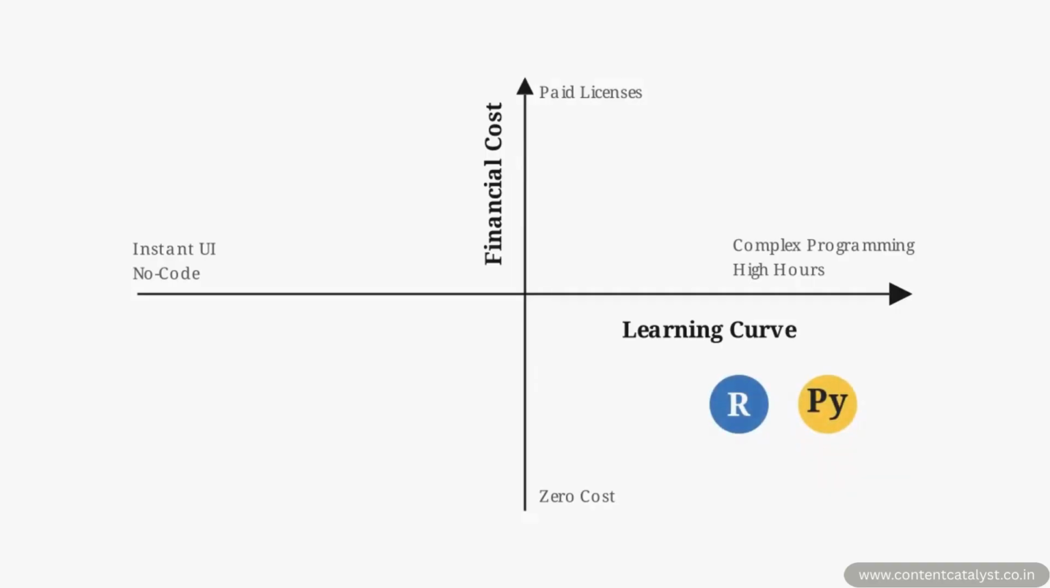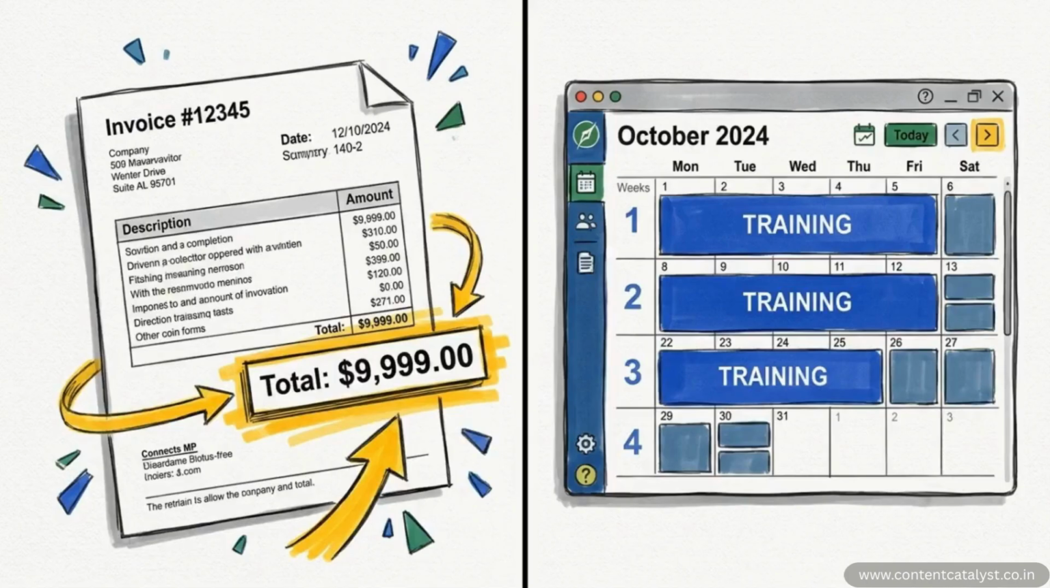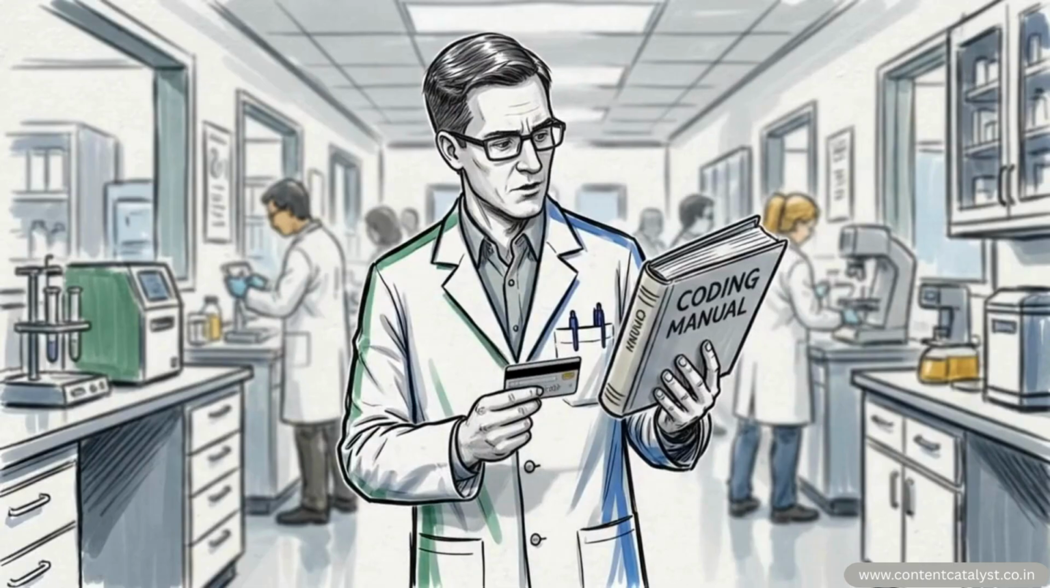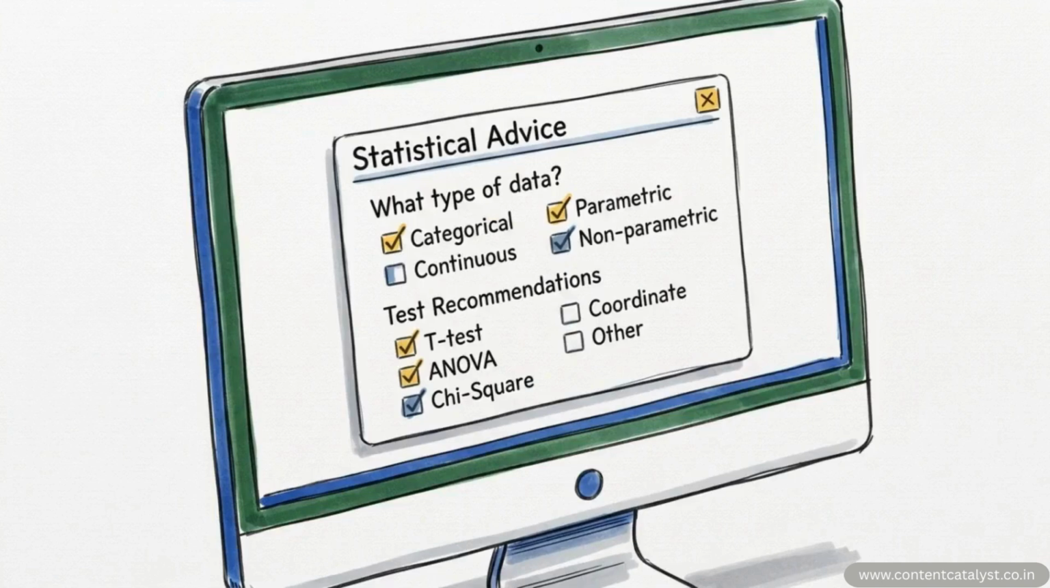Open-source languages like R and Python sit down here. You pay $0 for the software, but you will spend hundreds of hours learning how to write the code to use it. GraphPad Prism lands up here. It requires a paid, ongoing subscription, but it gives you an immediate code-free interface. Deciding between these tools requires looking at your lab's resources. You have to decide whether you can afford to spend your budget on a license or spend your time learning to code.